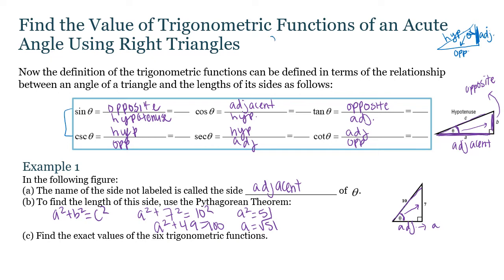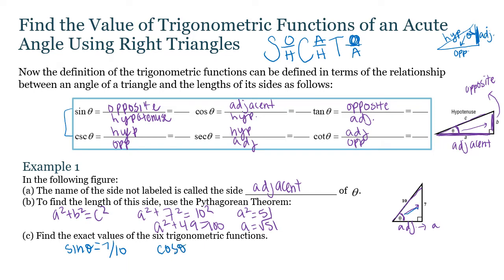If you think about this, it's SOHCAHTOA. Sine is opposite over hypotenuse, cosine is adjacent over hypotenuse, and TOA, tangent is opposite over adjacent. So SOHCAHTOA. If we had to find sine, that's going to be the opposite side over the hypotenuse. So if here's our angle, the opposite is 7 and the hypotenuse is 10.